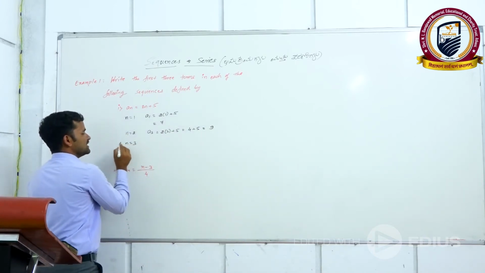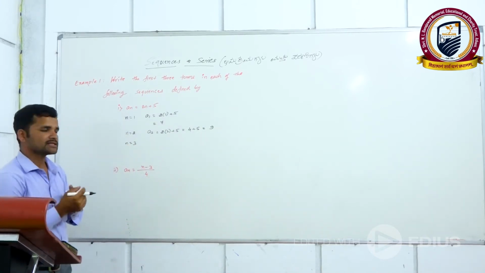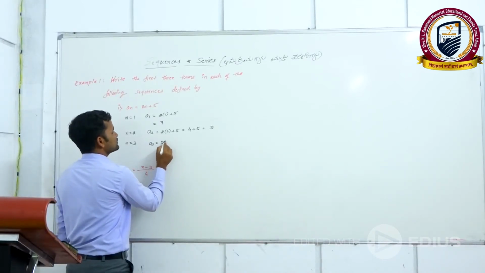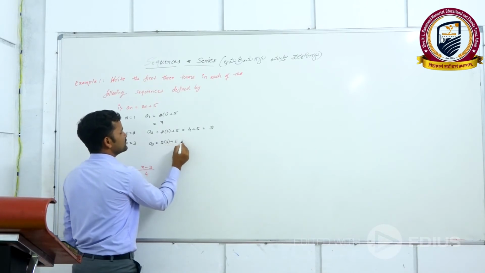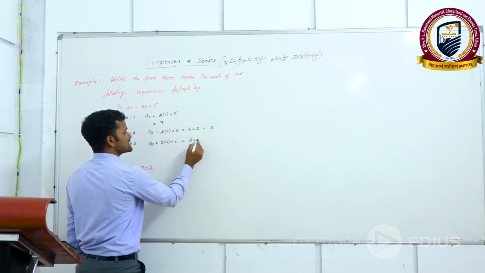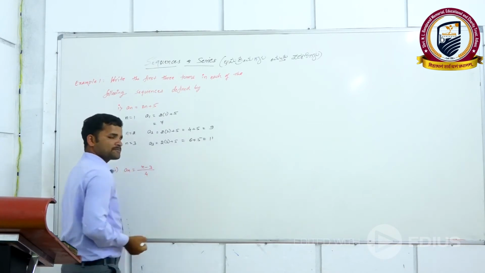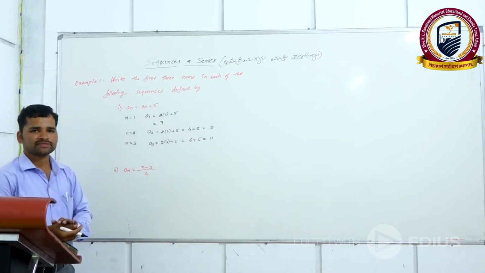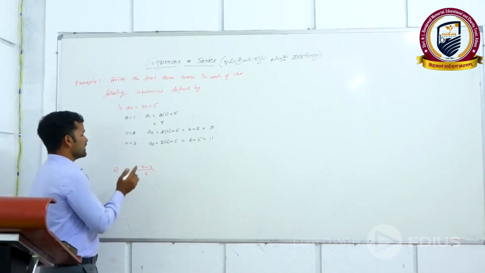You substitute n is equal to 3 to get the third term of the sequence. That is nothing but a3 is equal to 2 into 3 plus 5, 2 into 3, 6, 6 plus 5, 11. Simple question, such a simple question. The whole exercise runs with such simple questions only.